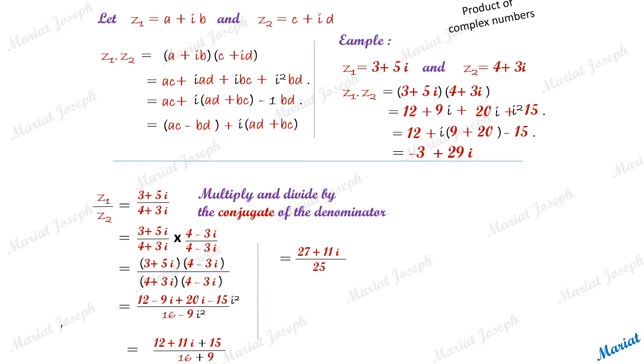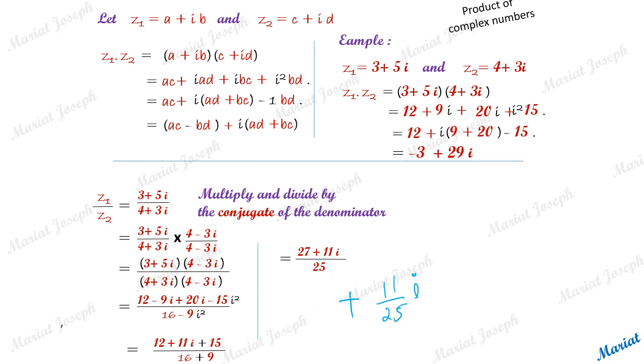By the time the multiplication was done in the numerator also, distributive property. 3 4s are 12, 3 into minus 3 is minus 9i, etc. So right now you are at a step where the denominator is a real number. Numerator is complex. So here what we do is, now we write it as 27 by 25 is the real part plus 11 upon 25 into i. This is the imaginary part.